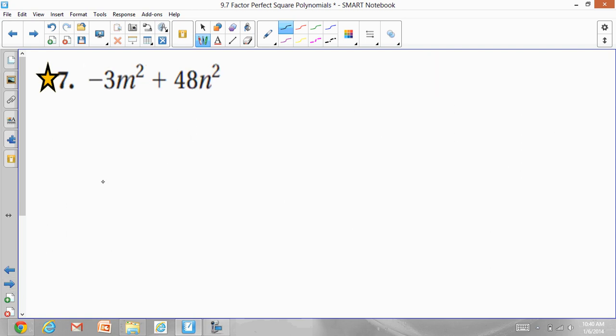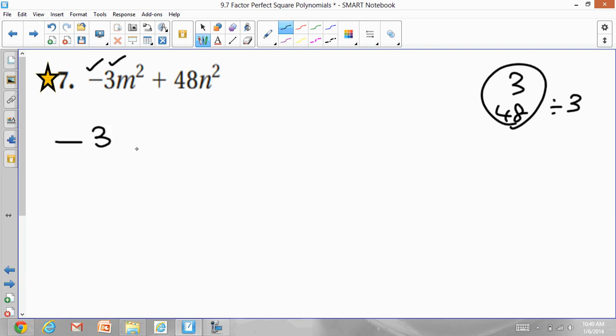Copy question number 7. Now, this question, on the other hand, you have a 3 and a 48. So 3 and 48, they both can be divided by 3. So what I'm going to do is I'm going to pull out the common terms. So I'm going to pull out a minus sign. So it's done. And I'm going to pull out a 3, which is also done. So the rest goes inside.